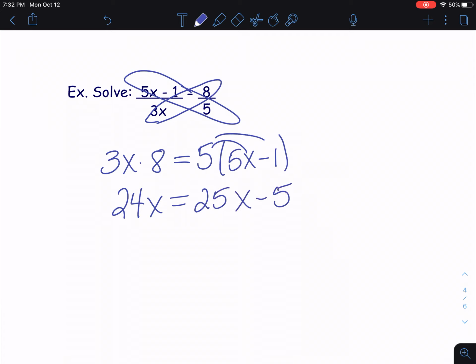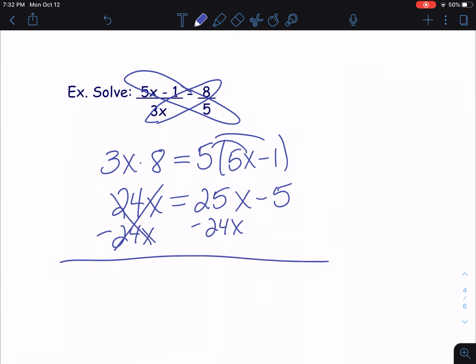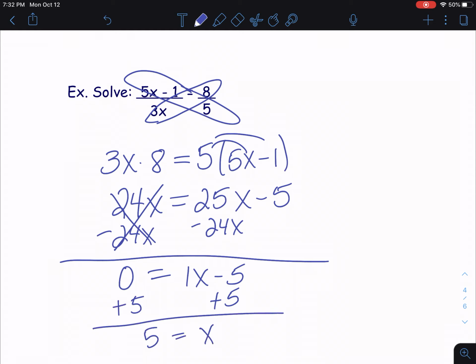In this equation, I have variables on opposite sides, so I'm going to move them to the same side using opposite operations. So I'm going to subtract 24x from both sides of my equation. This cancels out on the left-hand side. Since there are no other terms on the left side of my equal sign, I do need to write the value of 0. And then I have one inverse operation left to get x by itself, because 1x is the same thing as x, and this leaves me with a value of 5.